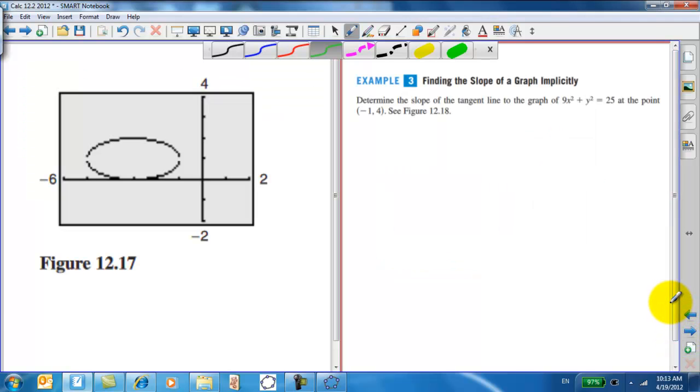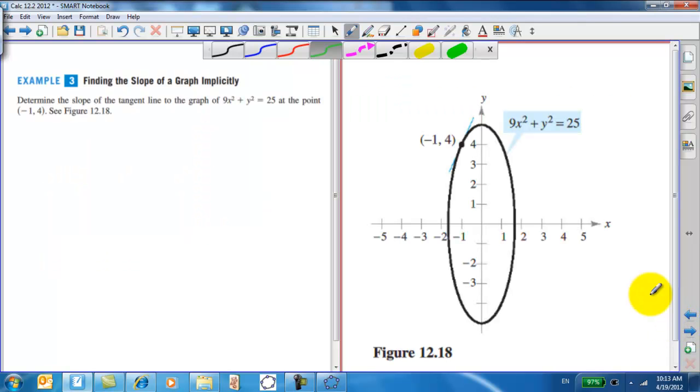Now, finding the slope of a graph implicitly. Determine the slope of the tangent line to the graph of 9x squared plus y squared equals 25 at the point (negative 1, 4). And see the figure, so we know what to expect. We expect a steep positive slope. But now we can get there quickly with calculus.